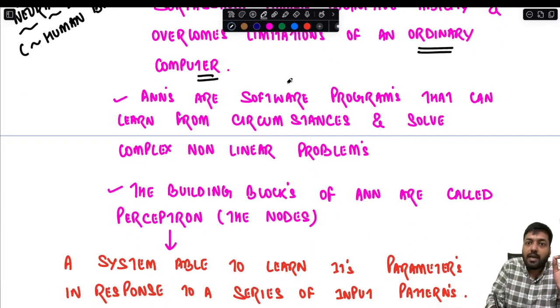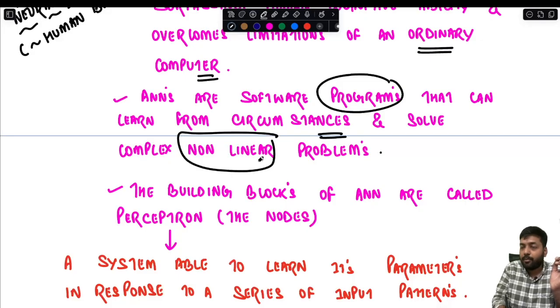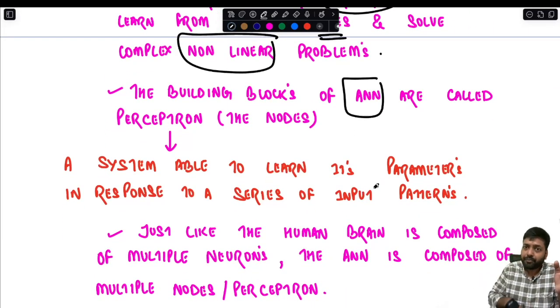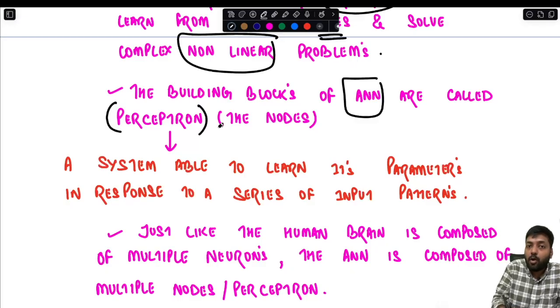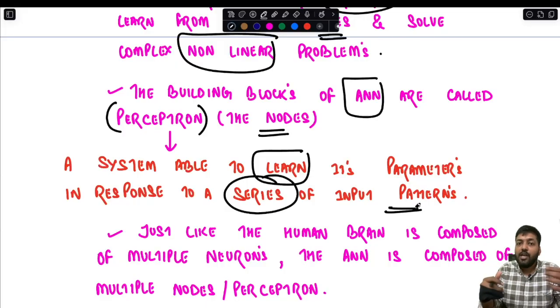So artificial neural networks are software programs that can learn from circumstances and solve complex non-linear problems. Now, the building blocks of an artificial neural network. In the human brain, the building blocks are the neurons, the synapses and so on. Similarly, artificial neural networks have a building block called the perceptron, or node. So what is a perceptron or a node? It is a system which is able to learn its parameters in response to a series of input patterns. So you are giving a series of data to it, and by itself that node is going to learn the parameters and what kind of response it should give to whatever input you are giving.